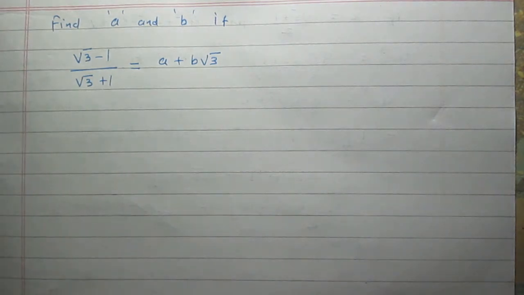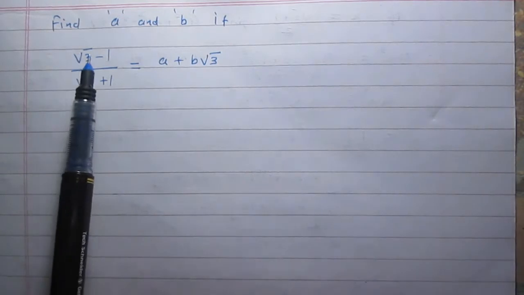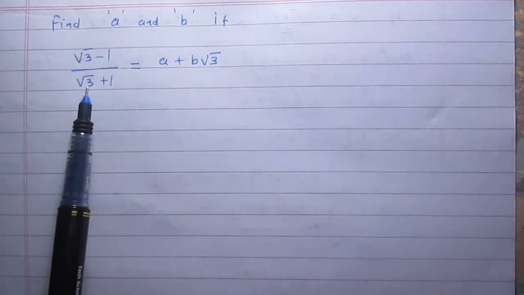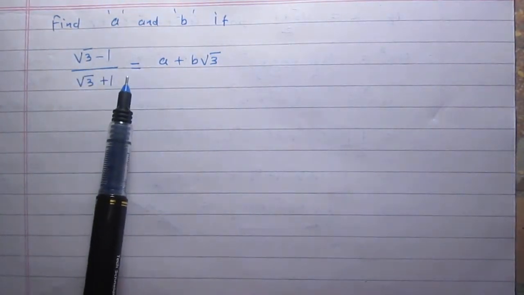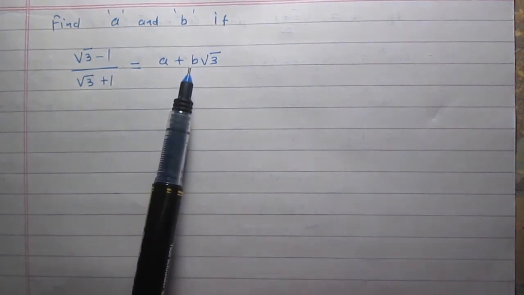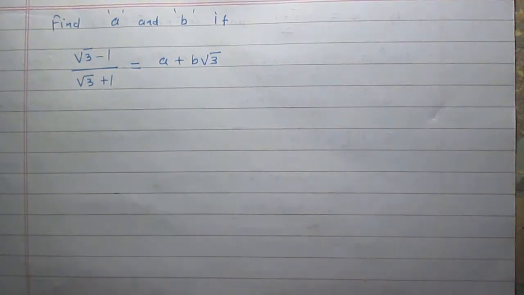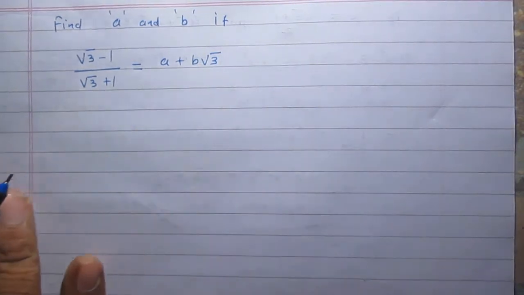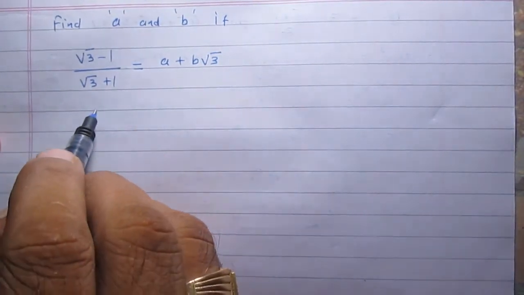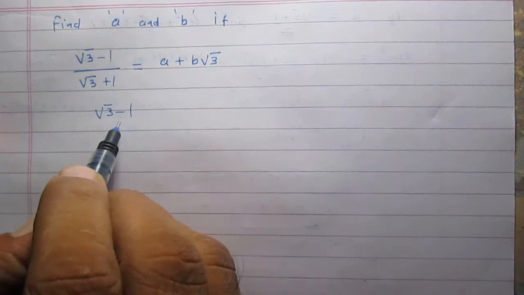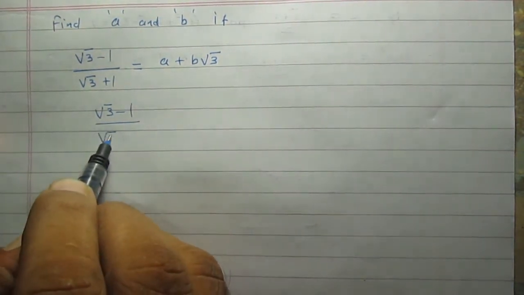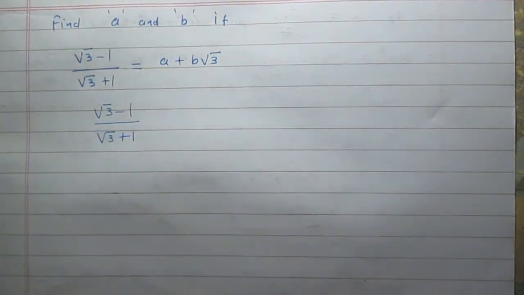Find a and b if (square root of 3 minus 1) divided by (square root of 3 plus 1) is equal to a plus b times square root of 3. So let us consider square root of 3 minus 1 upon square root of 3 plus 1.